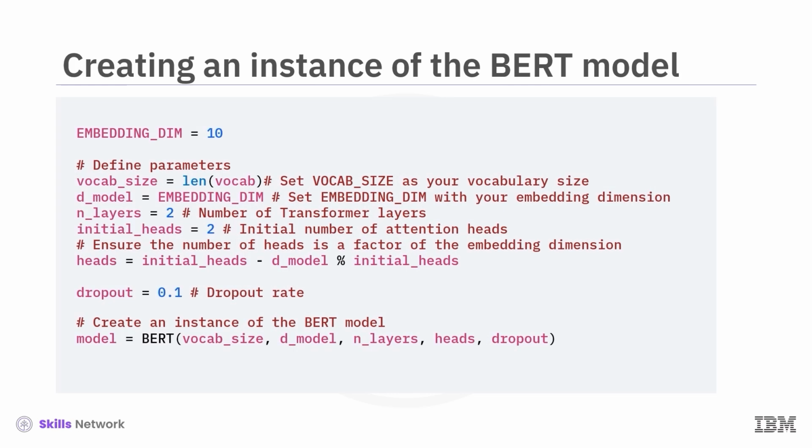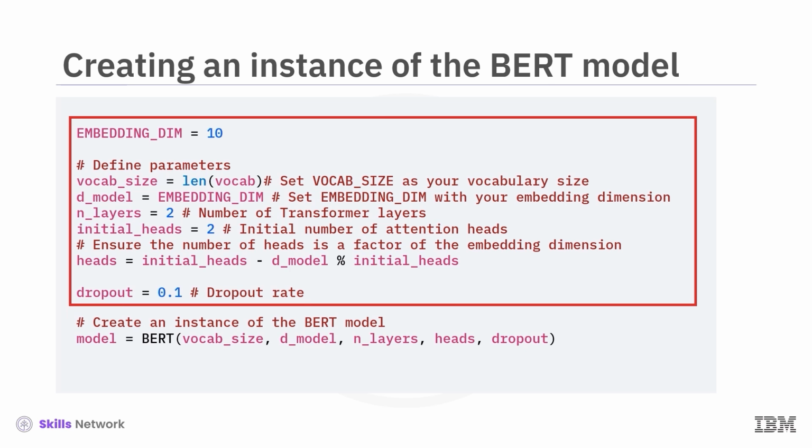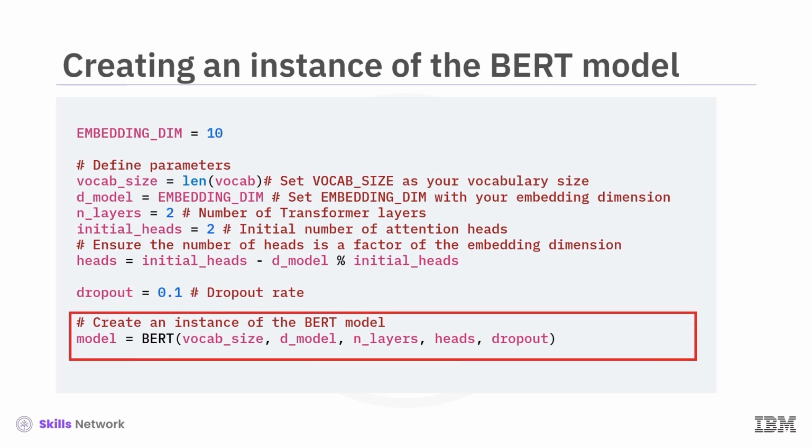Let's now see how to set up the parameters and create an instance of the BERT model. The embedding dimension is 10, and the vocabulary size is determined based on the length of vocab. This mini BERT model has 2 transformer layers and an initial number of attention heads set to 2. The dropout rate is 0.1. With these parameters, you can create the BERT model instance for further use.